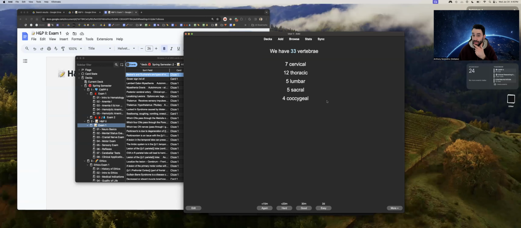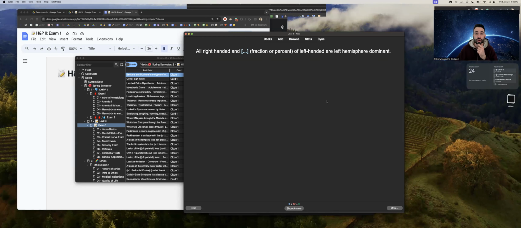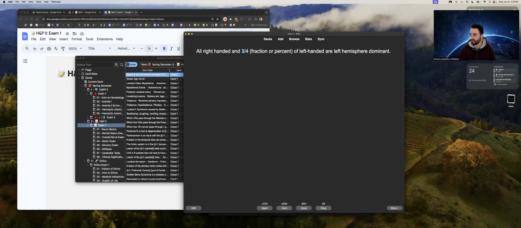So we will come back to that, but 33. All right. All right-handed and half of left-handed people are left hemisphere dominant. 3/4. See, it was half in the other class. That's a little frustrating. All right. I'm going to give that to myself because I'll remember that.